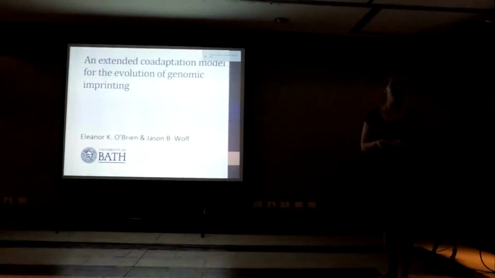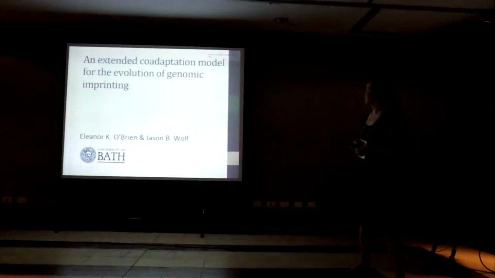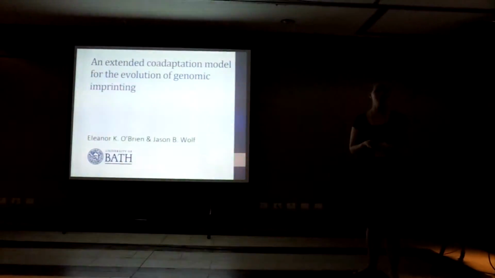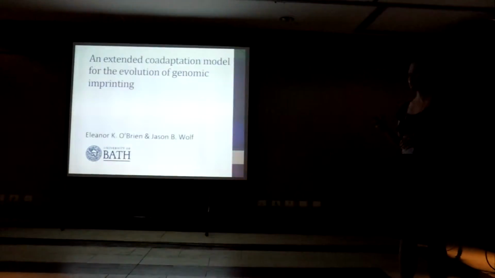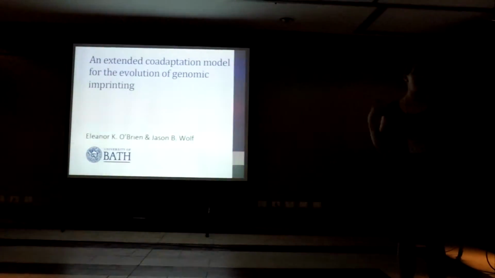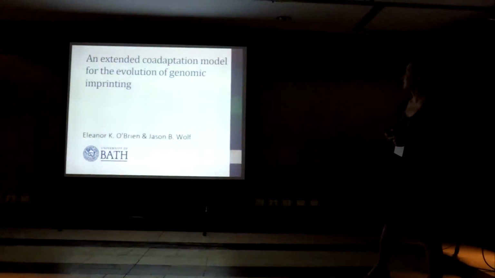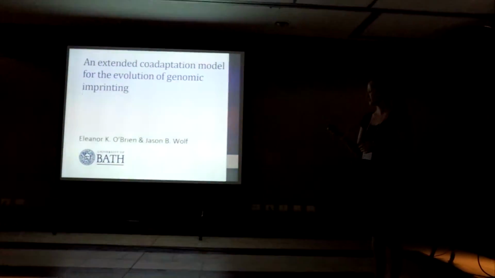I'm just going to talk today about a model that I've been working on with Jason Wolfe at the University of Bath, developing this model that can demonstrate evolution of genomic imprinting through adaptation, coadaptation among groups of relatives.